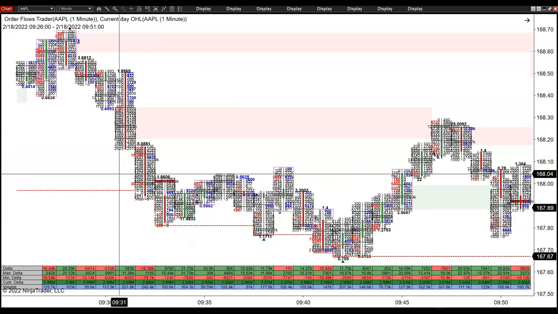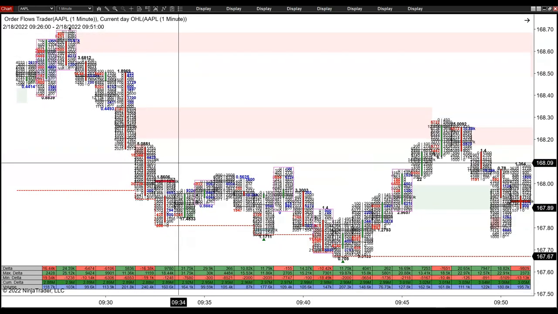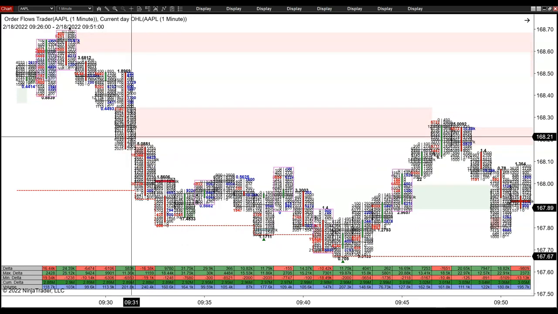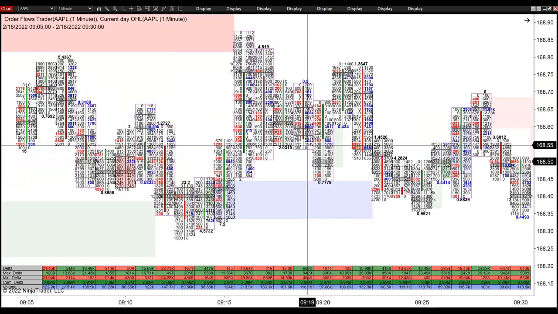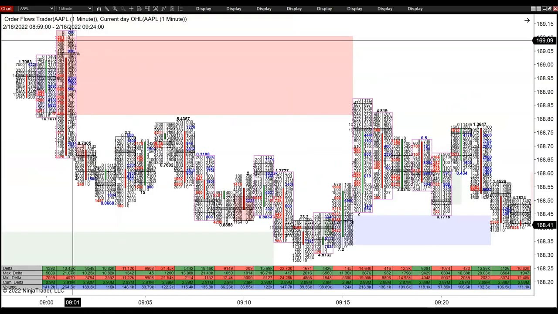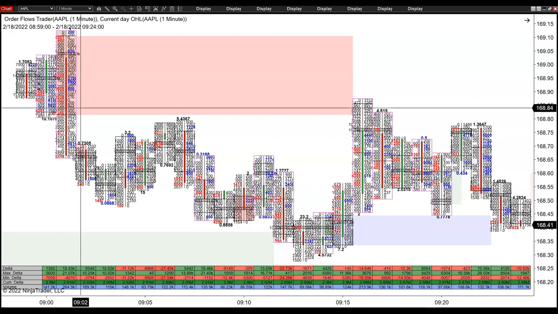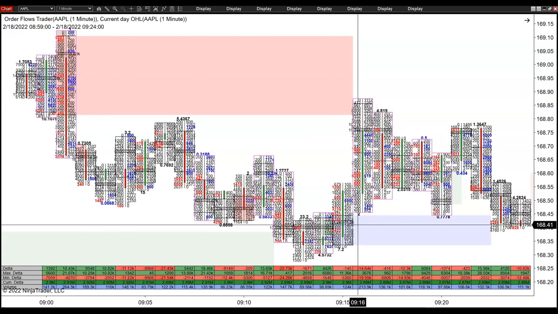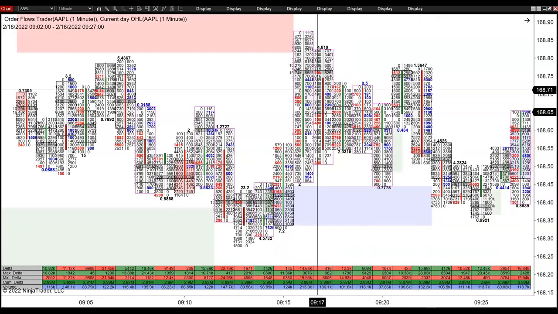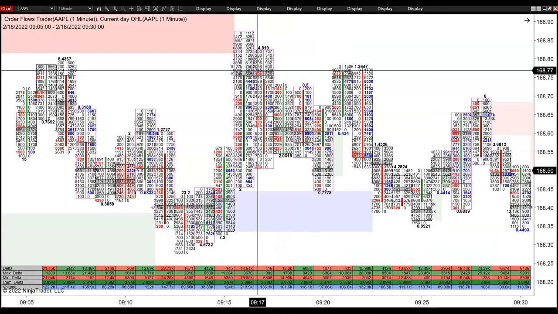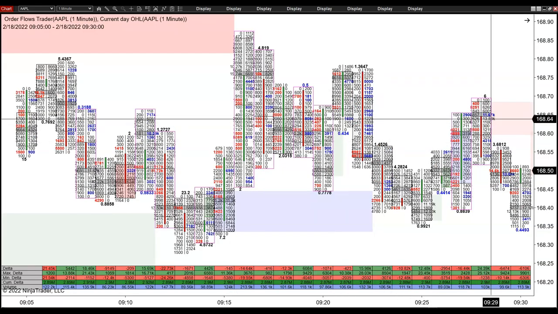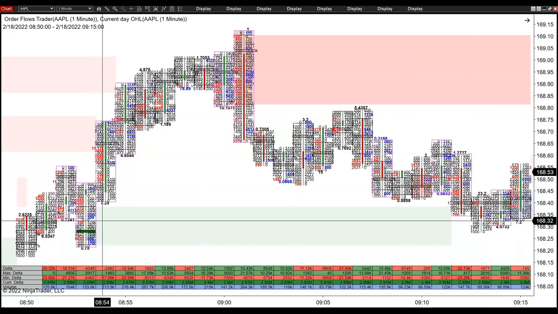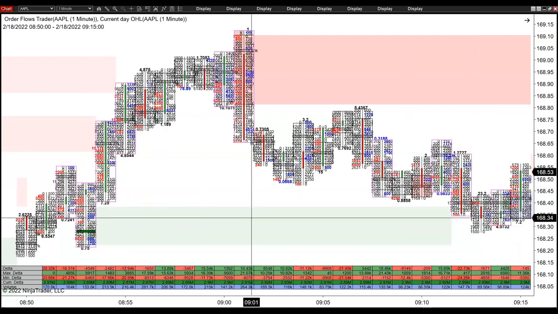So here's back to the Apple chart. You've got one here, one here. You can see this is the value area here, this is the value area here, this is the value area there. Let's scroll back a bit. You've got this big value area here. It came right down to that area. You've got the value area here. Notice what happened. It came right down to that area, rallied up to the next one. Here's another one right here.